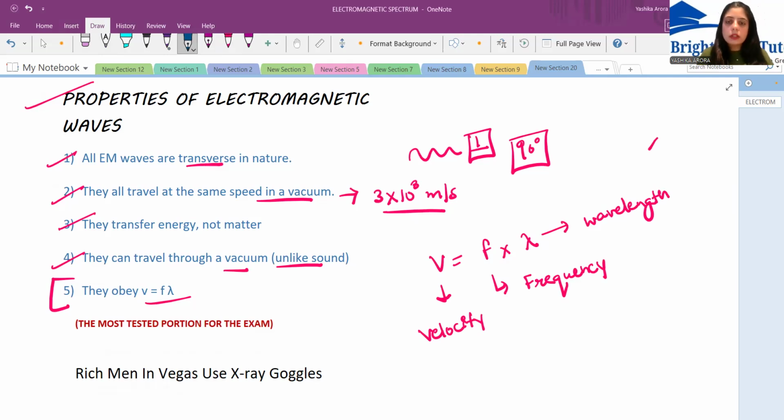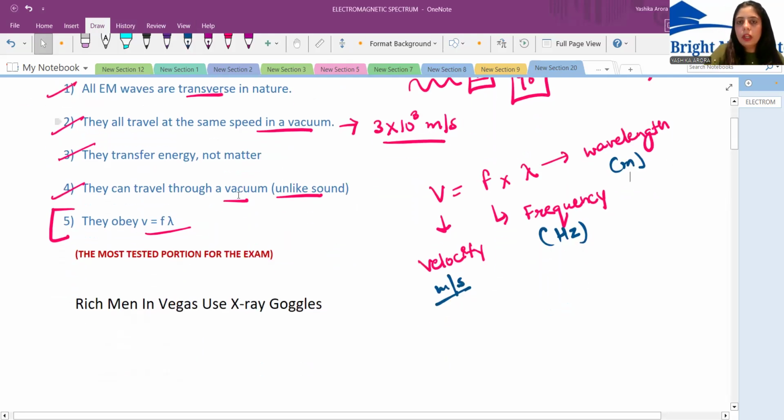If I talk about the units, what are the units for velocity? Velocity is meters per second. Pretty important. Frequency is hertz, and wavelength is in meters.